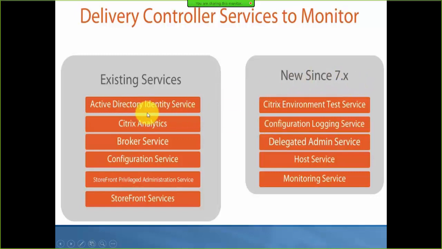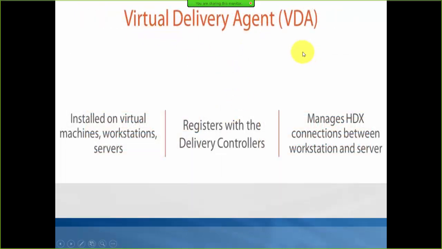The existing services which were on 6.5 were Active Directory Identity Service, Citrix Analytics, Broker Service, Configuration, Storefront. Actually, existing is still there. Storefront is only available in 7.x versions, not in 6.5. So these are the existing services, but with 7.6 you can see some extra services here. So you could just go back to this document and see which other services you need to monitor. There are new services with these names, right?